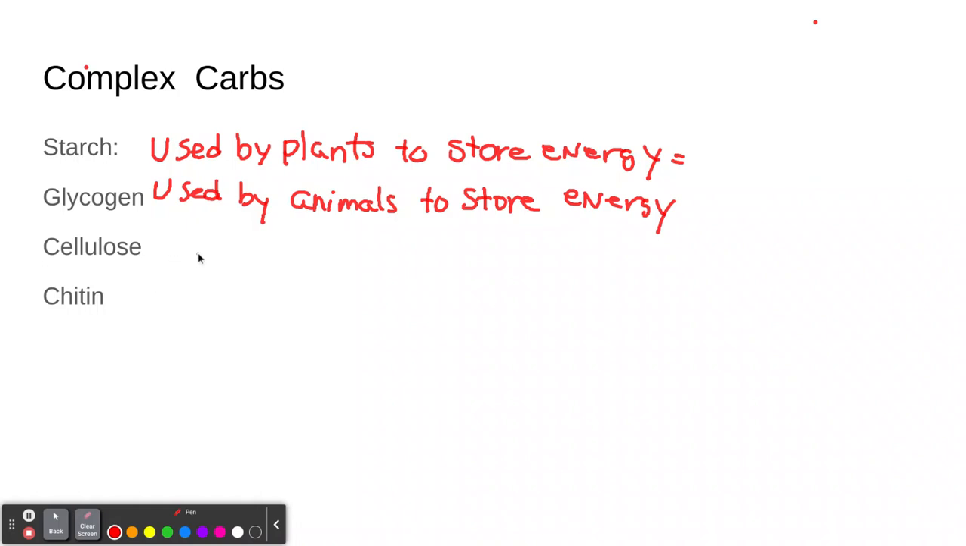We'll talk about that. Cellulose is used by plants. Basically, cellulose is just fiber, to form rigid walls around their cells. They don't have skeletons, right? So that's where cellulose comes from, and it's fiber for us, and we can't digest cellulose. It goes right through us, but fiber is very important to us.